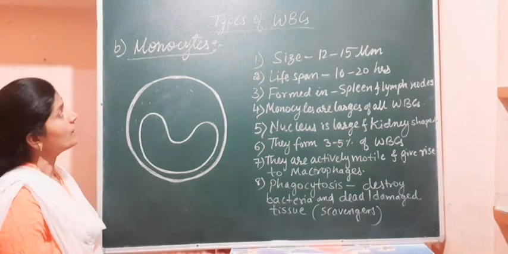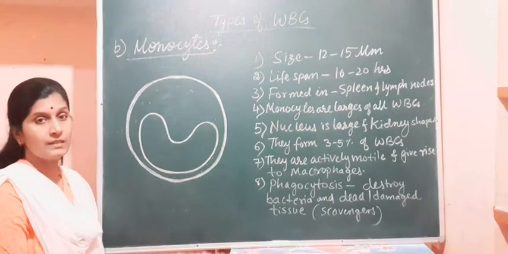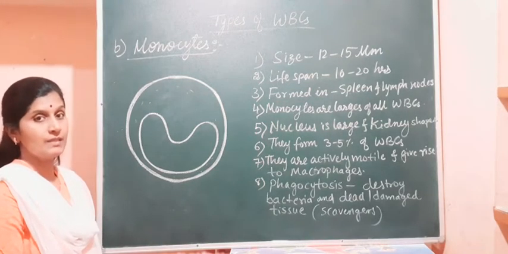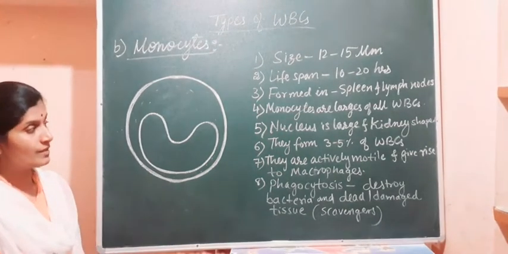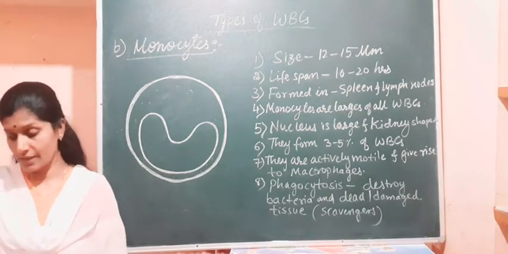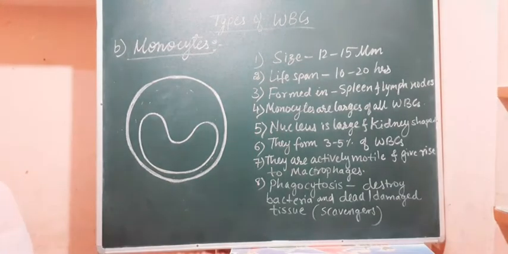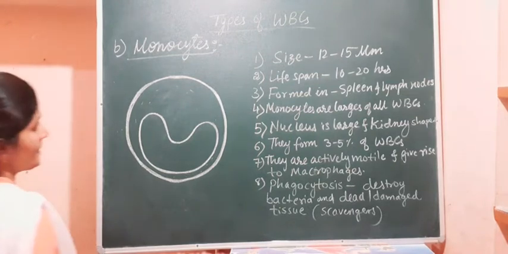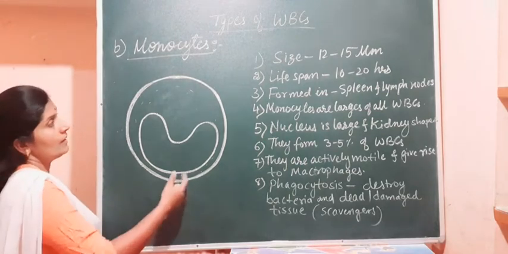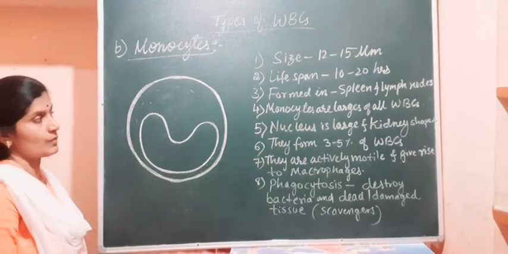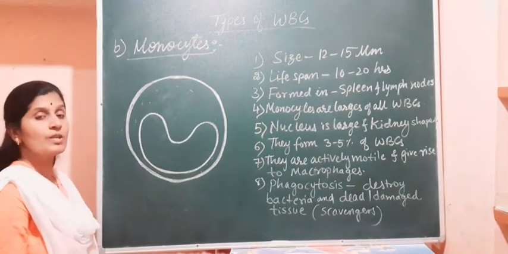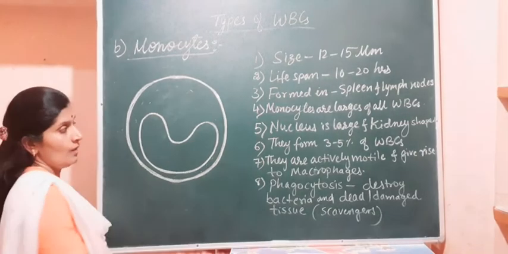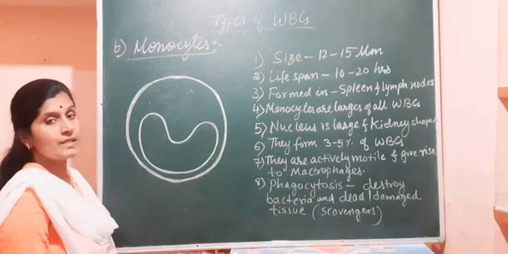Later on the lymphocytes, 25 to 30%, so those are in second place. Third are the monocytes, and next are the acidophils, and then basophils. Basophils are very few in number. So the question may come in that way in the examination, and we have to remember the percentage of these cells.